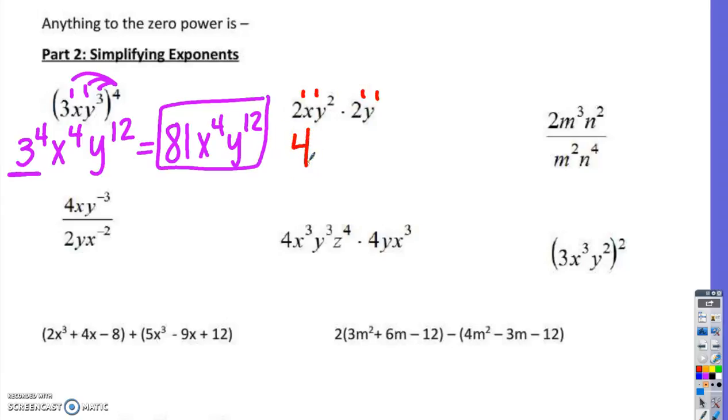And then we have our x's. Well, there's no other x's on the right side for me to multiply it against, so it's just going to stay there by itself. And then I have y to the second power times y to the first power. And remember, we add our exponents, so I'm going to have y to the third power there.